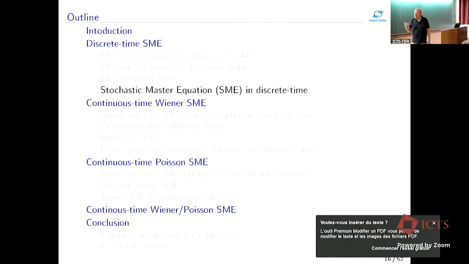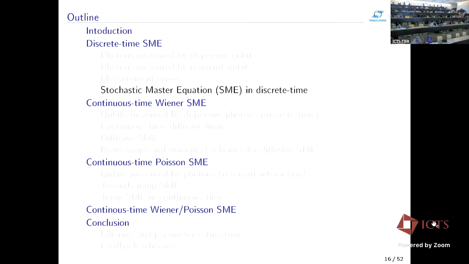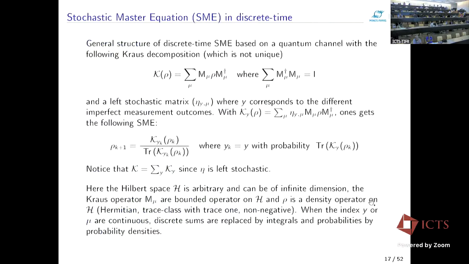I guess that more or less you are convinced that in discrete time, you have this formulation of discrete time stochastic master equation. So I will explain the trick. And you will see that it mixes quantum probability with classical one. Just this.